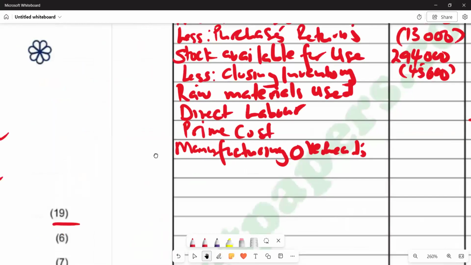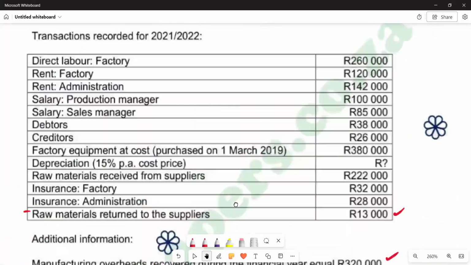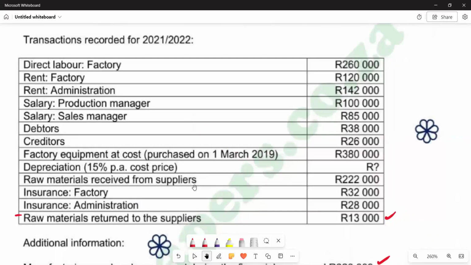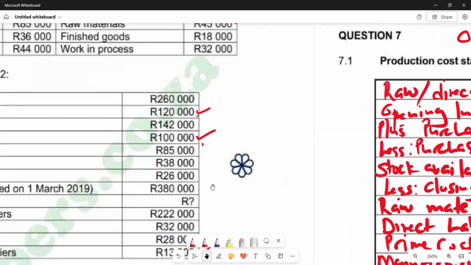You can pick them from the list of balances that we are given. We start from the top of that table. Start from direct labor, looking for overheads. We've got rent factory, which is 120,000, and this is also a manufacturing overhead. Administration is not an overhead. Salary production manager, this is an overhead again of 100,000. This is indirect labor, so you can pick these two. That is rent factory and indirect labor of 100,000. So we go there.